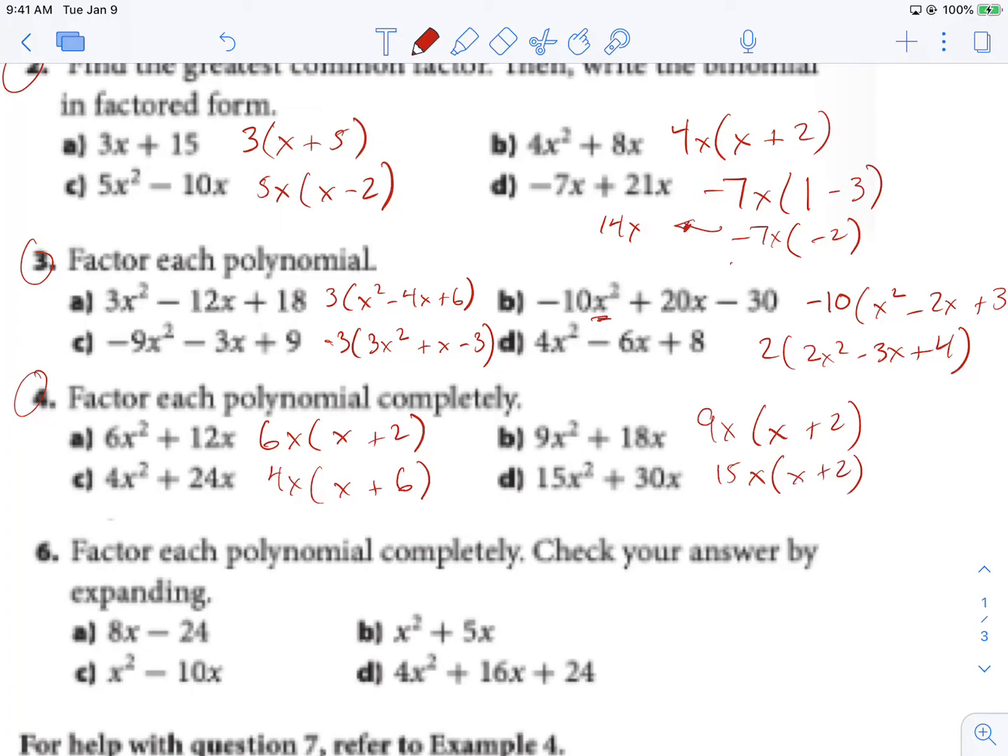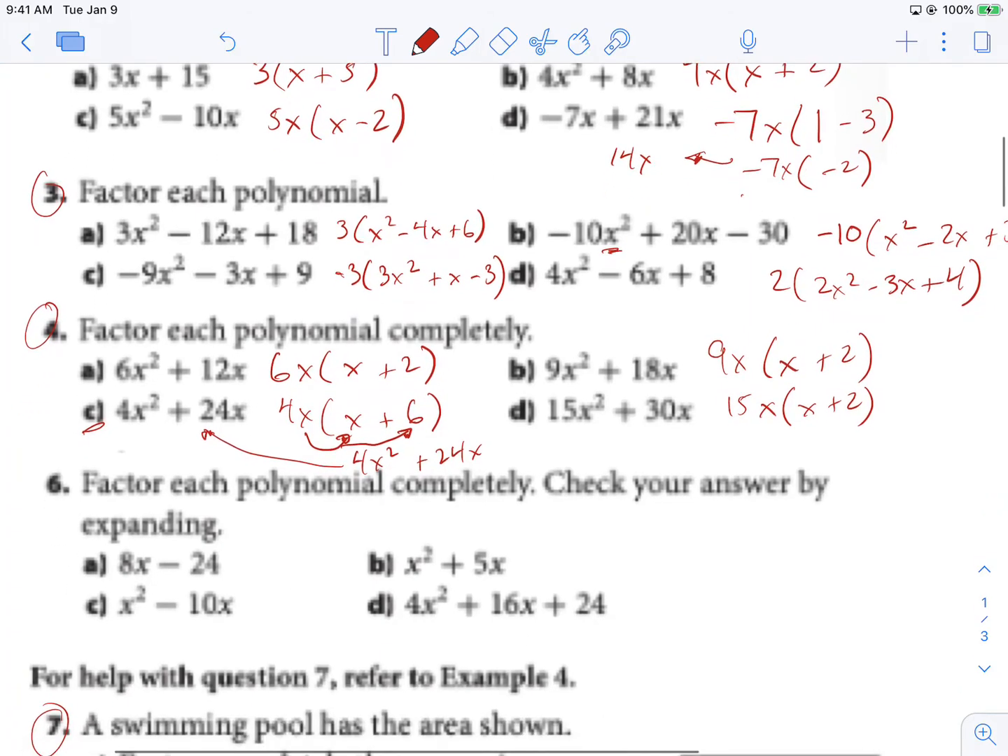If you ever want to check your work, and you're like, oh, I don't know if I got this right, let's take a look at C. If we want to check, we can just go in reverse. We'll multiply everything back in together. 4x times x, 4x squared. 4x times 6 plus 24x. Is that what we started with? It definitely is, so we're on the right track.